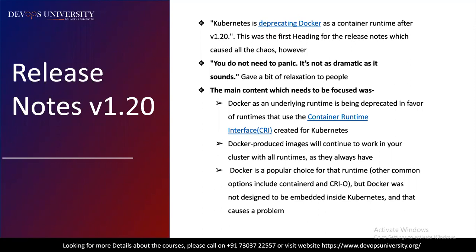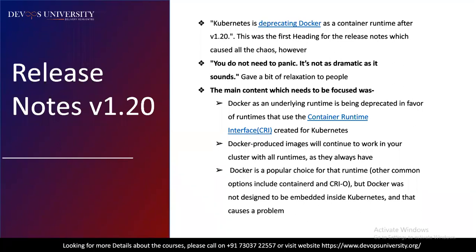So what exactly did it want to say? Docker as an underlying runtime environment is being deprecated in favor of runtimes that use the container runtime interface, CRI, created for Kubernetes. So it clearly stated that only Docker as the underlying runtime is being deprecated, and the previous runtime was Docker shim. Docker shim being deprecated means Docker shim will no longer be supported by Kubernetes.